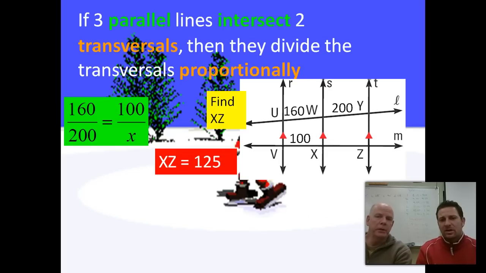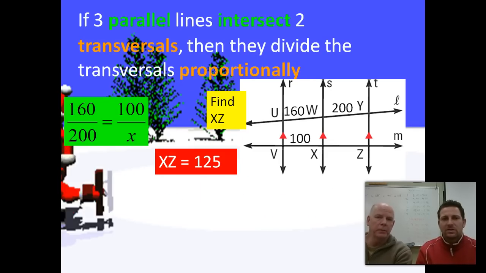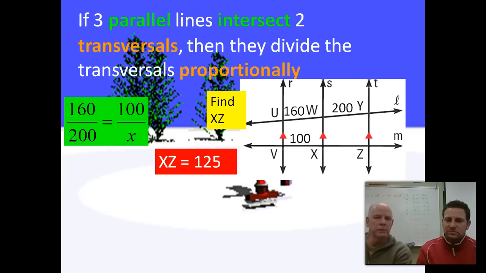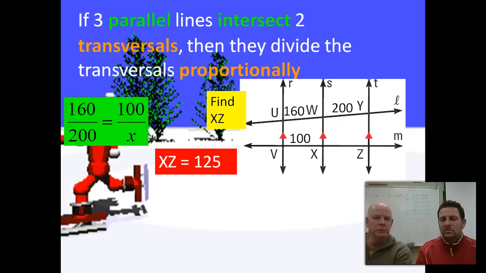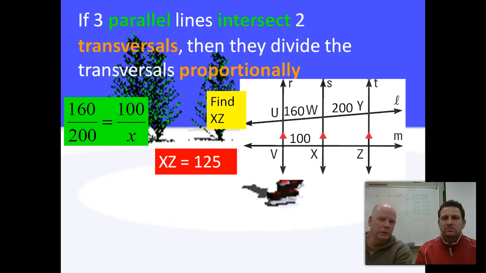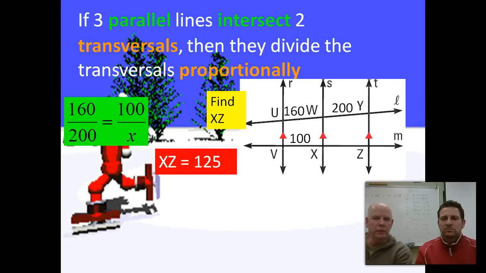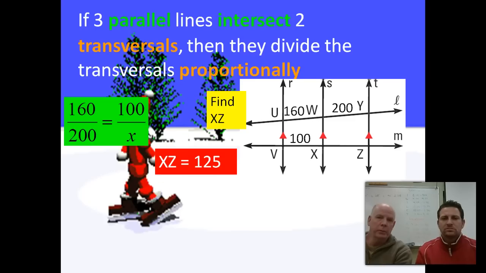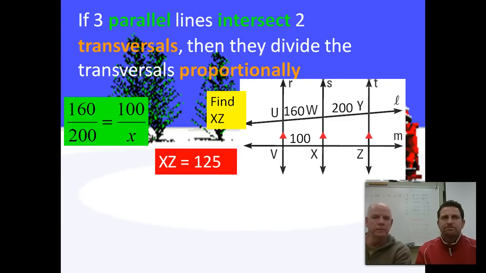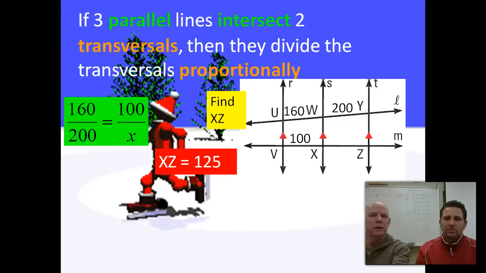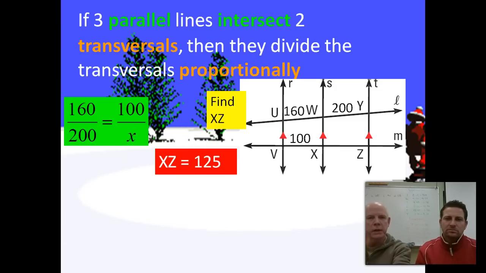Yeah, you're just picking up the pieces of the transversals that the parallel lines cut. You just think about it that the parallel lines are slicing the transversals, and you're just picking up the slices and comparing them to each other. We're comparing the slices of transversal L, 160 to 200, and we're picking up the slices of transversal M, the 100 to the variable X. It's not in the diagram there, but the variable X, and comparing those in a proportion. And they are proportional to each other as long as those lines are parallel. So, all right. Again, we'll do some more examples of that in class, and hopefully that will make more sense with those examples then.